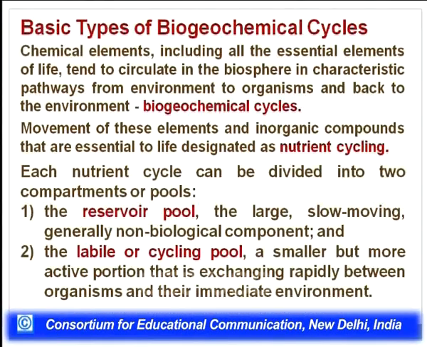Now, each nutrient cycle in general can be divided into two compartments or pools. One is termed the reservoir pool, the large, slow moving, generally non-biological component. As the name suggests, it is the pool where the nutrient or the element we are talking about tends to accumulate or be stored. It is the non-biological component. And the other is the labile or cycling pool, which is a smaller but more active portion that is exchanging rapidly between the organisms and their immediate environment. So based on where this reservoir pool is located, the biogeochemical cycles can be of different types.